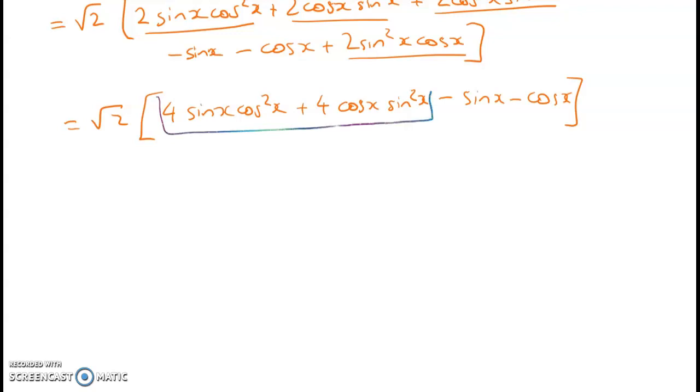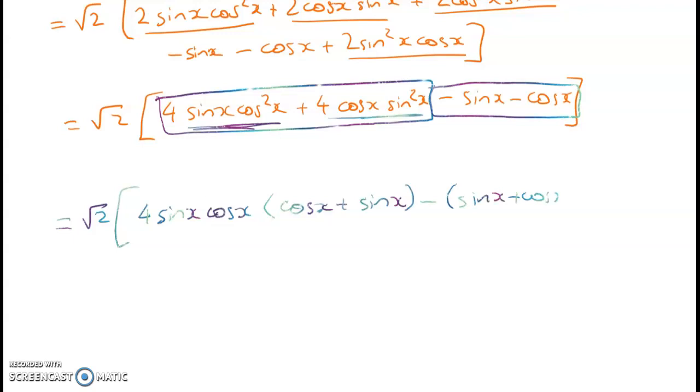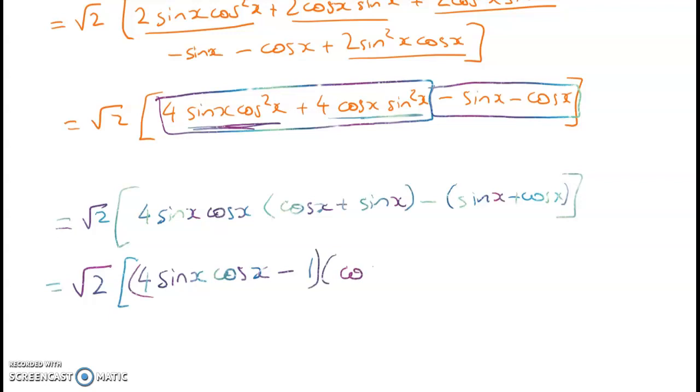So let's just put a box around this and then a box around this. So this equals root 2 into 4 sine x cos x. And here, looking at my common factor, times cos x plus sine x, minus sine x plus cos x for that second one, which is root 2 into 4 sine x cos x minus 1 times cos x plus sine x. And we don't need that square bracket there. And that is equal to the right hand side as required.